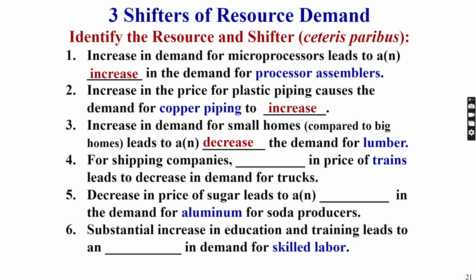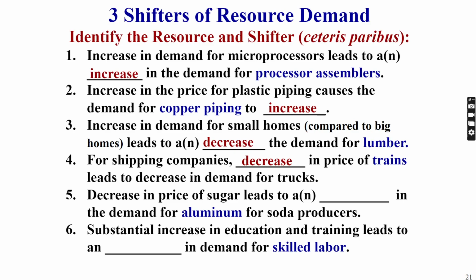Of course, the home is the finished product, and so demand for lumber is the resource. Number 4, for shipping companies, there would be a decrease in the price of trains, which would lead to a decrease in the demand for trucks. If trains are cheaper, then shipping companies are not going to need as many trucks.